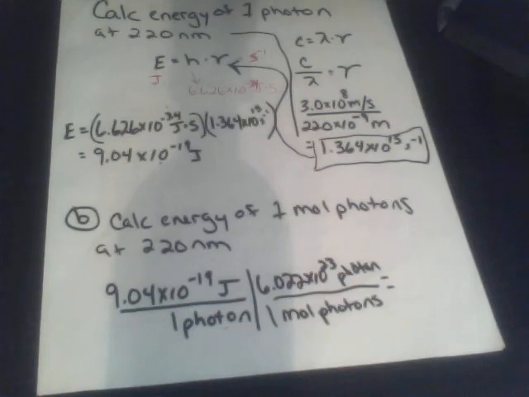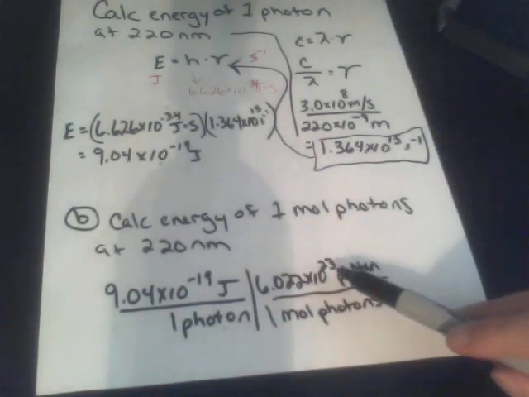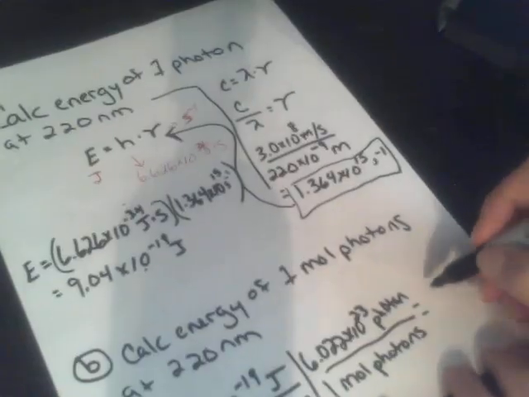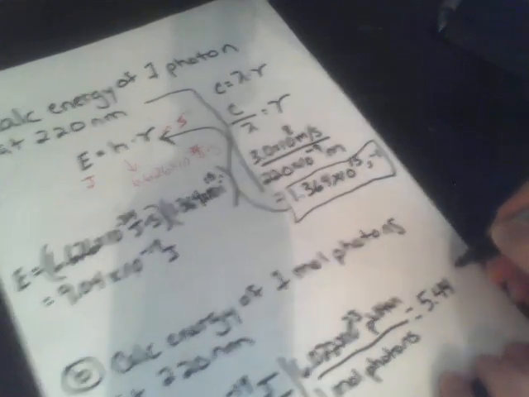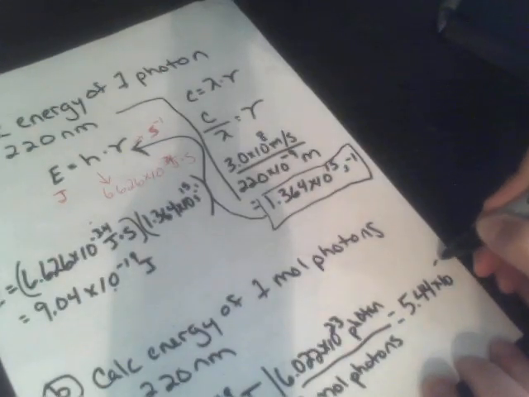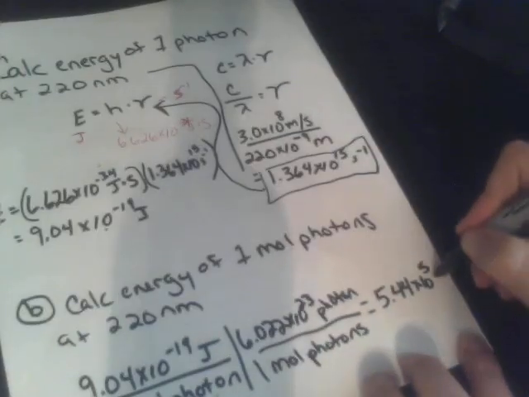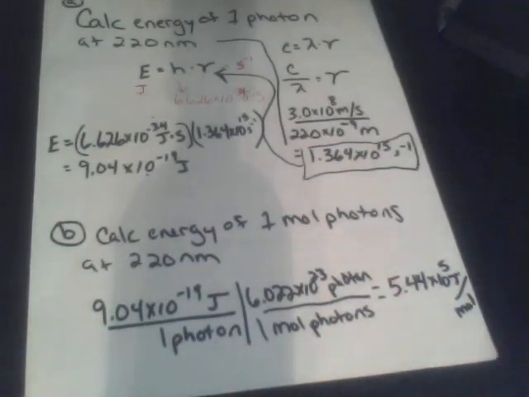So what kind of number am I expecting? Well, I'm multiplying times 10 to the negative 19 times 10 to the 23rd, so I'm expecting a number that is kind of big, but not insanely large. So if you type this out in your calculator, you should get 5.44 times 10 to the 5, and what is our units? Joules per mole. Ran out of room there.